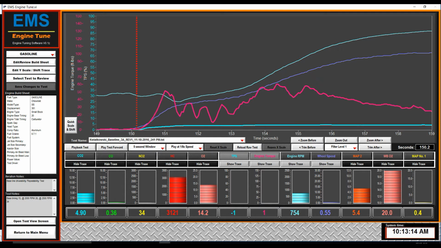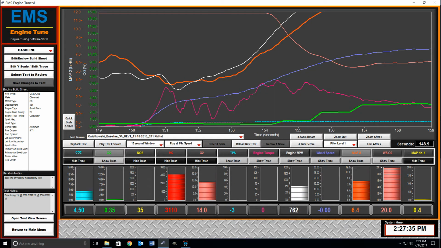Vacuum is manifold vacuum, base of the carburetor. Air fuel on wideband is at the tailpipe. Wheel speed is the actual roll miles per hour. Throttle position is no more than a potentiometer added to the end of the throttle cable, which gives us the percent opening of the throttle plates. We know that the response of the torque is directly related to the engine RPM because of gear ratio.